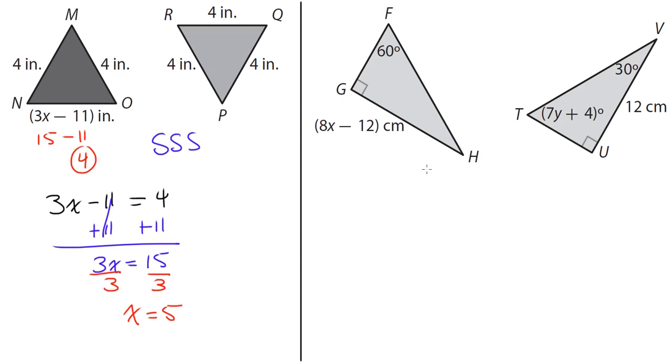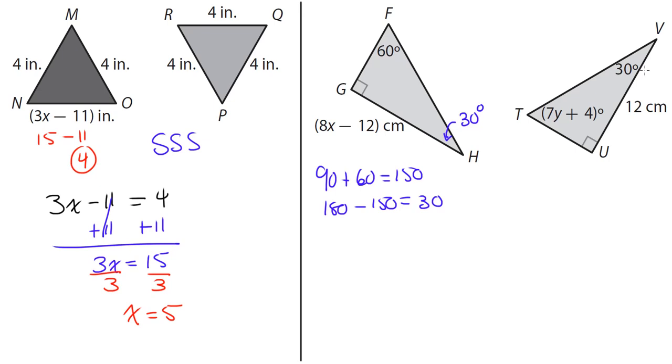Now, this second example is a little more complicated, so you really need to analyze each triangle and see what's going on. So if I look at this first triangle here, I see that angle F measures 60 degrees and angle G measures 90 degrees. They don't tell me what angle H is, but I could find that easily enough because I know that all three angles in any triangle have a sum of 180 degrees. So 90 plus 60 is 150, and 180 minus 150 is 30.